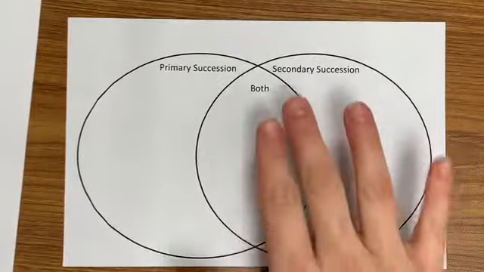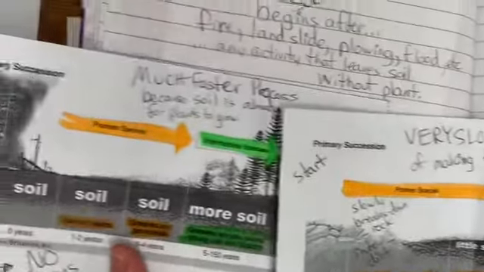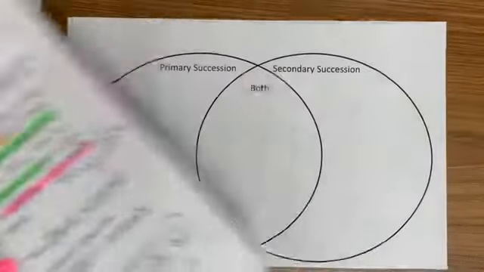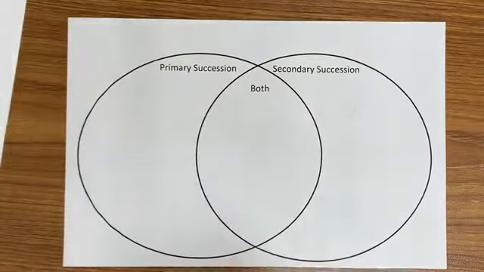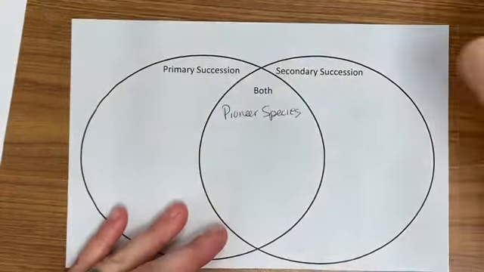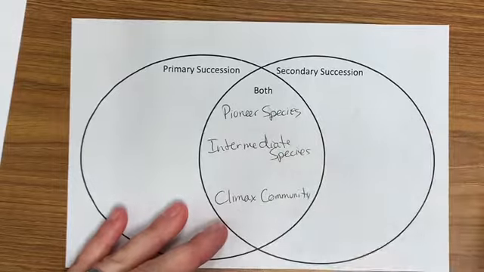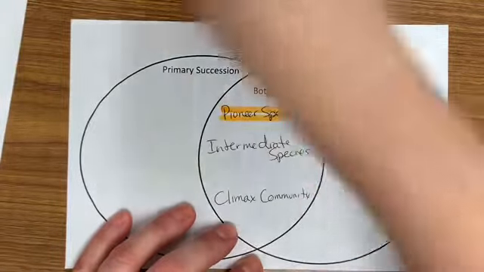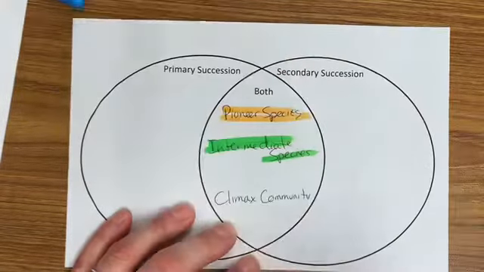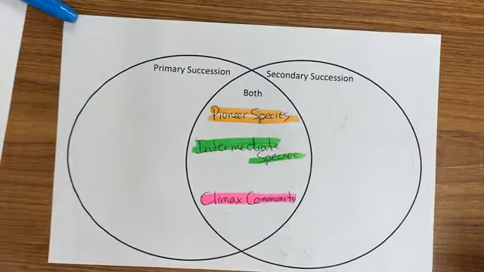So I'm going to start here in the middle. Primary and secondary succession, what do they have in common? Well, when we open those notes up, we see that they both have pioneer species, they both have intermediate species, and they both have the climax community. So I'm going to put those in the notes, right there in the middle. The pioneer species, the intermediate species, this idea of progress, they still have the same names, they still have the same species they progress through. So that's what they have in common.